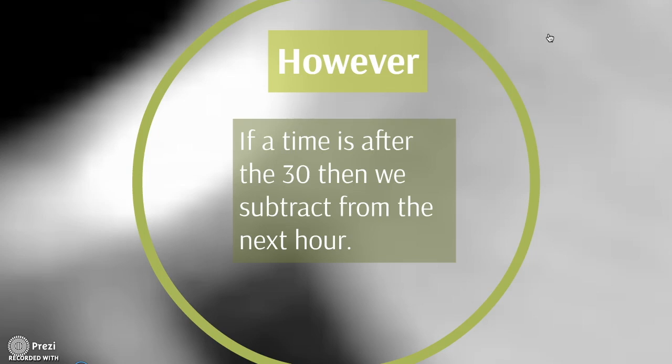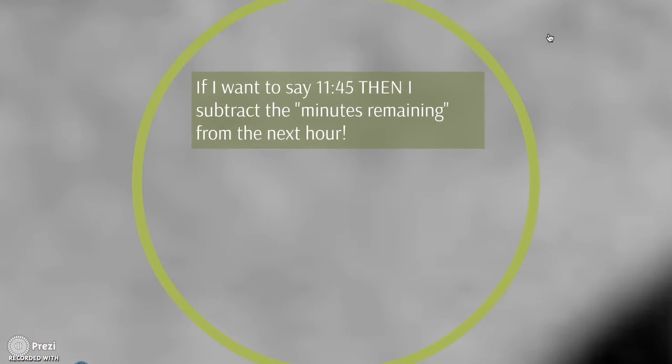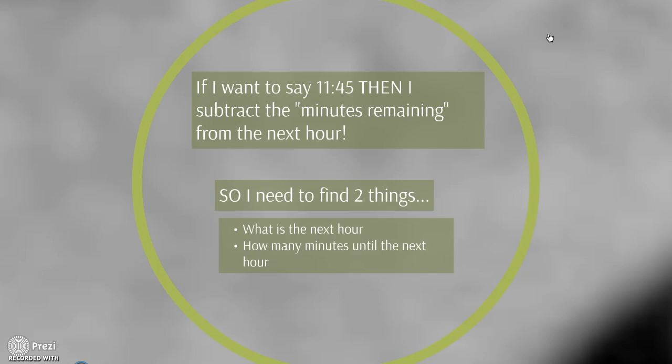Now that sounds confusing, but follow with me. I can promise you that it's not as hard as it seems. Let's take a look at the example 11:45. If I want to say 11:45, I subtract the minutes remaining from the next hour. So I need to find a couple of things. First thing I need to find is what is the next hour. The next thing I need to find is how many minutes until the next hour.